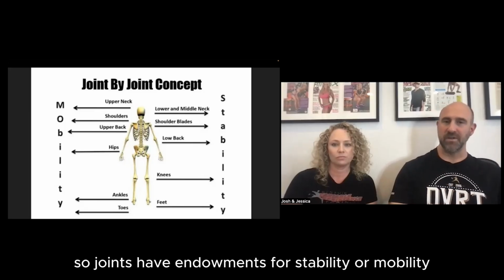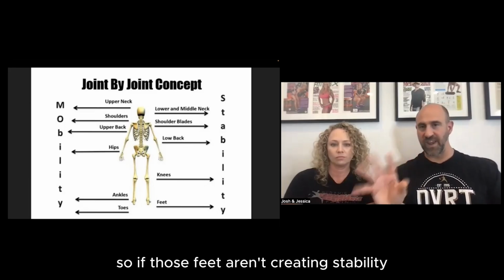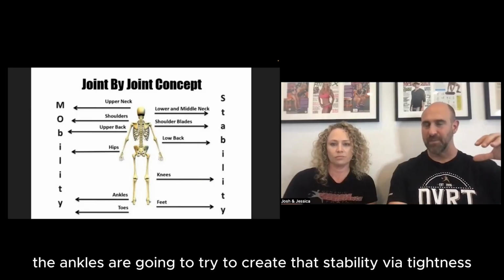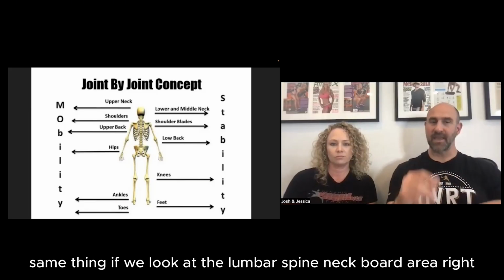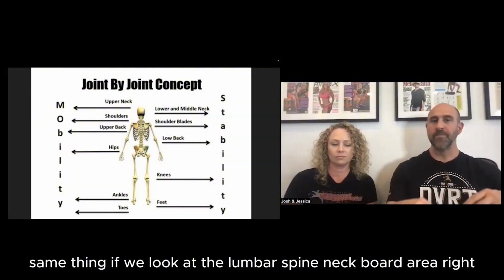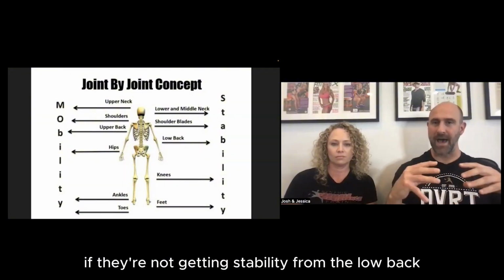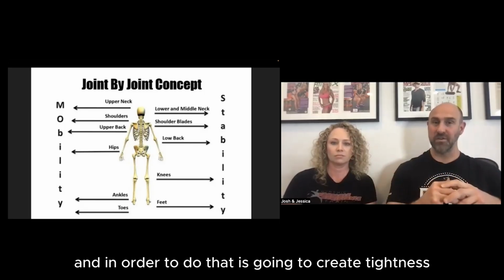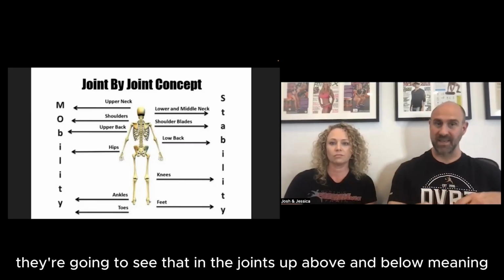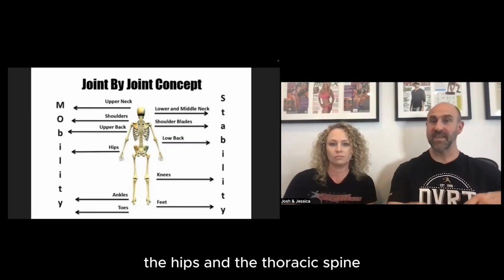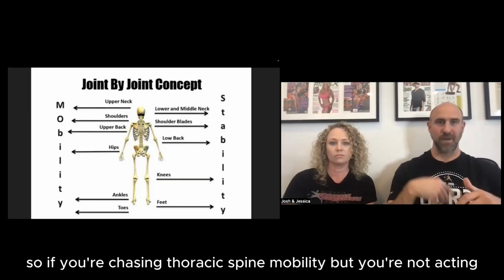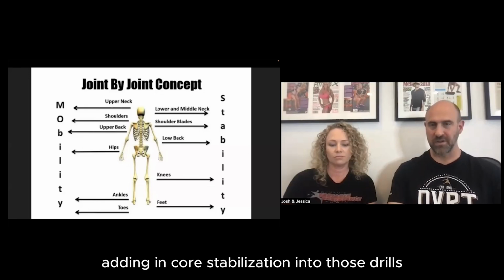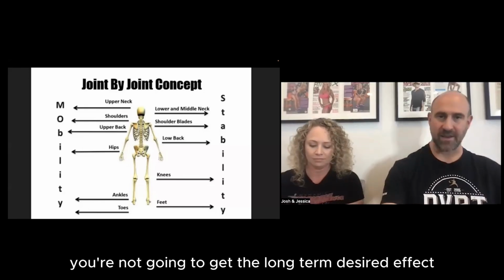Joints have a dominance towards stability or mobility. If the feet aren't creating stability, the next joint up, the ankles, is going to try to create that stability via tightness. Same thing if we look at the lumbar spine, that core area. If the nervous system isn't getting stability from the low back, it will want to create safety, and in order to do that, it's going to create tightness. Most of the time, you're going to see that in the joints above and below, meaning the hips and the thoracic spine. So if you're chasing thoracic spine mobility but you're not adding core stabilization into those drills, you're not going to get the long-term desired effect.